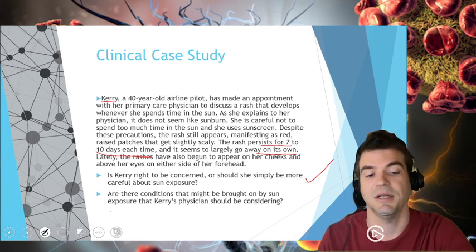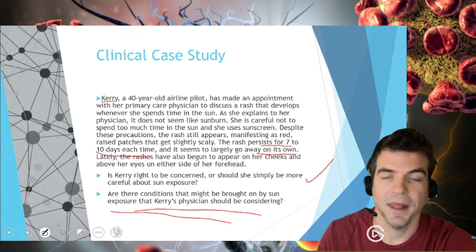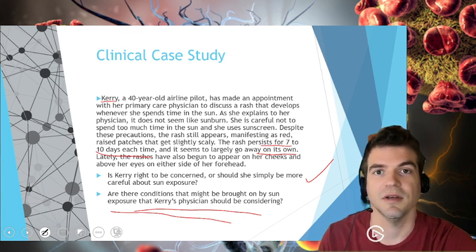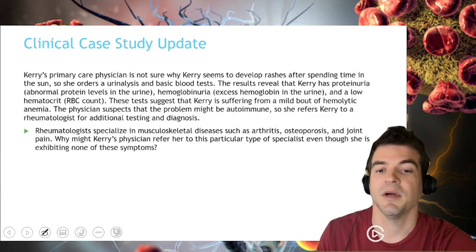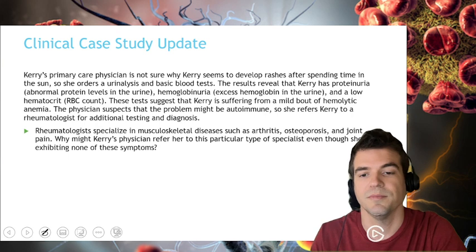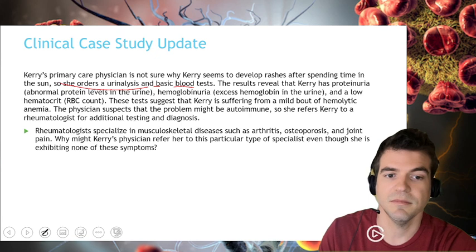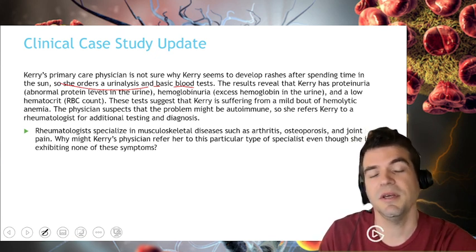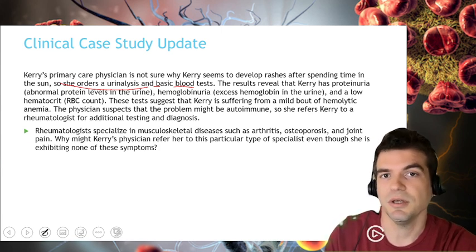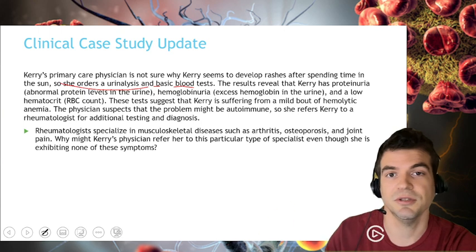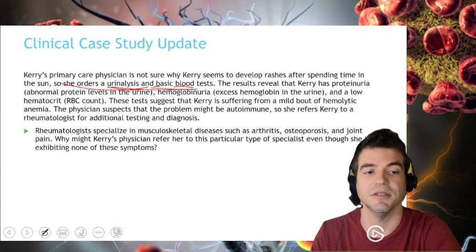Are there conditions that might be brought on by sun exposure that Carrie could be considering? Probably, but I don't think she's looking for cancer just yet because the primary physician isn't sure, so she's ordering a urinalysis and basic blood tests. If she suspected cancer, maybe lymphoma or skin cancer, she would probably refer her to the dermatologist or the oncologist instead of just ordering a urinalysis and basic blood tests.